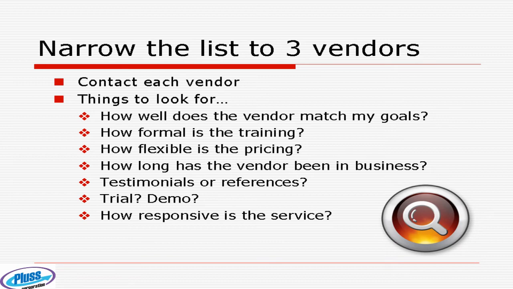You will want to contact each vendor. The first step is to share your goals for the business software with them. Outline specifically what you want and need. Ask them to explain how they will help you meet your goals. If they struggle with this, it's likely the software won't meet your objectives.